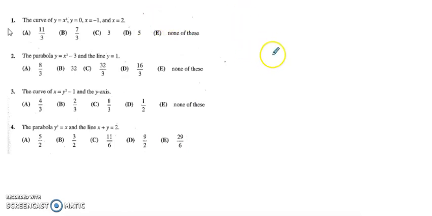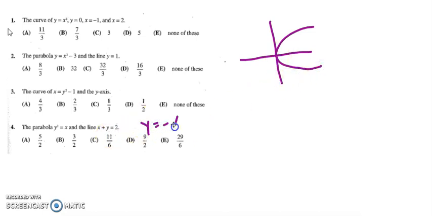Ran out of space to do number 4, so I smartly copied this in advance. So let's work on number 4 on this slide. So I have y squared equals x, which is the sideways parabola here. And then I have the line x plus y equals 2, which is the same thing as y equals -x plus 2, which has a y-intercept up here of 2 and a slope of -1.